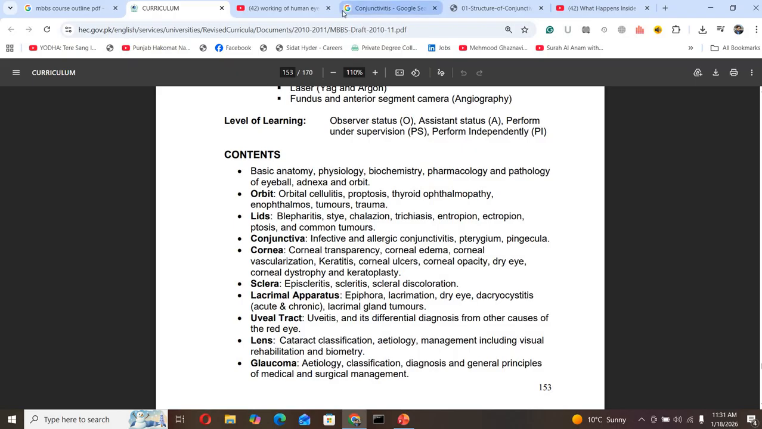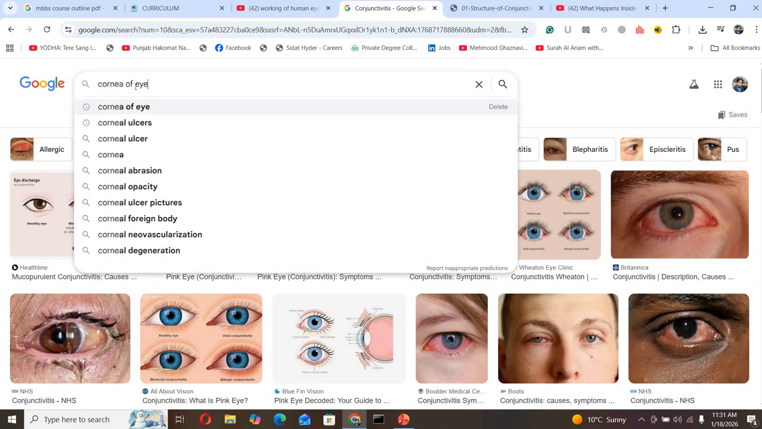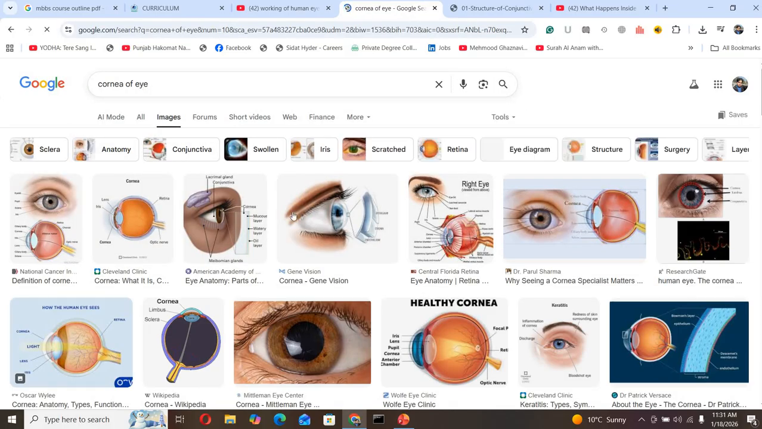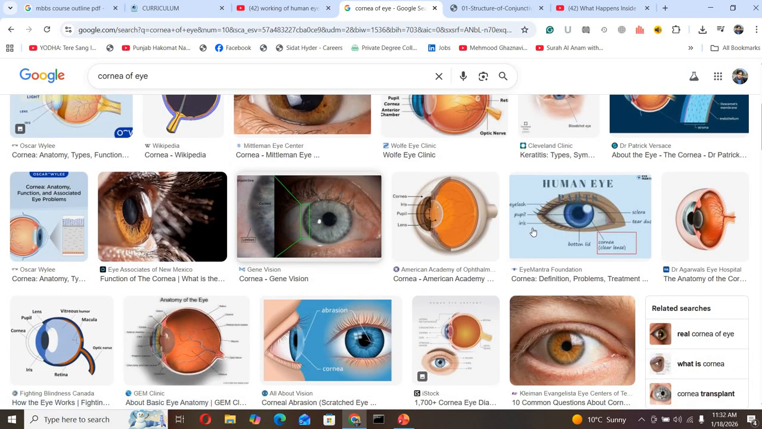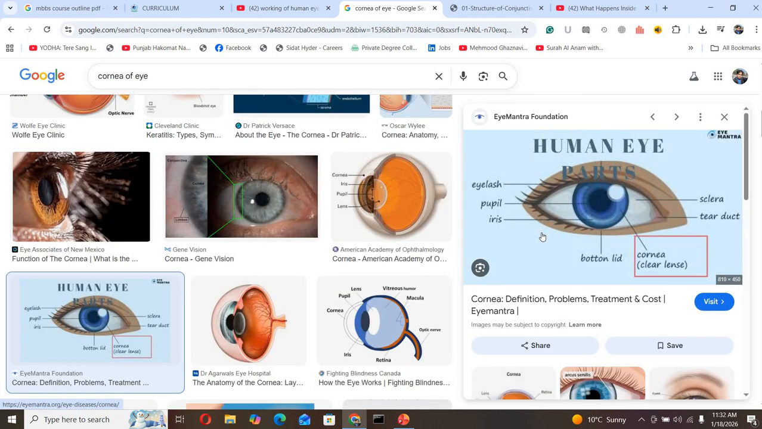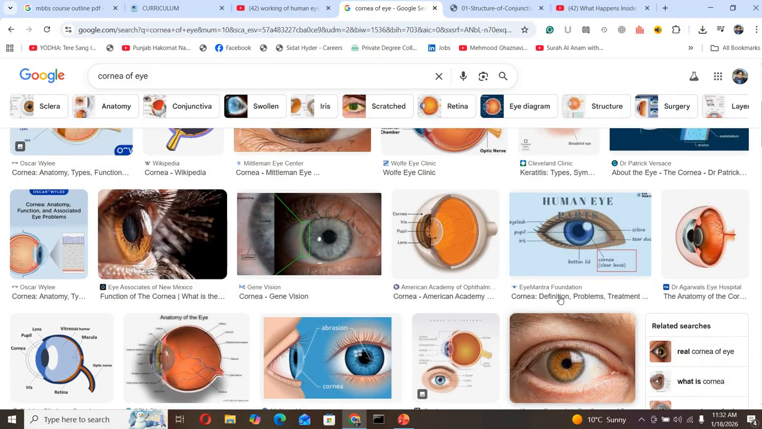Cornea. Next is the cornea. Let's study what the cornea is. C-O-R-N-E-A, cornea of the eye. The cornea is the visible portion of the eye, covering the black dot of the eyeball.